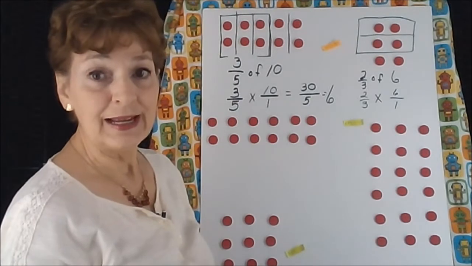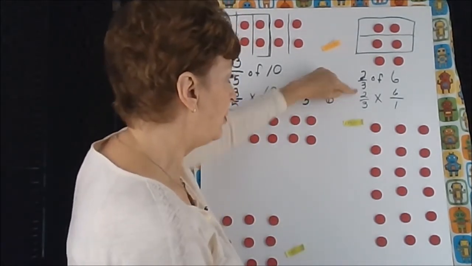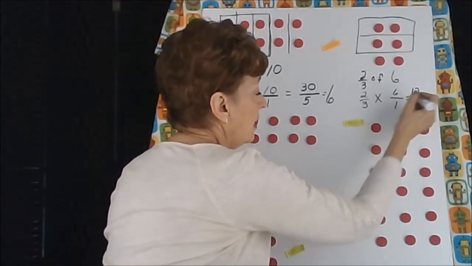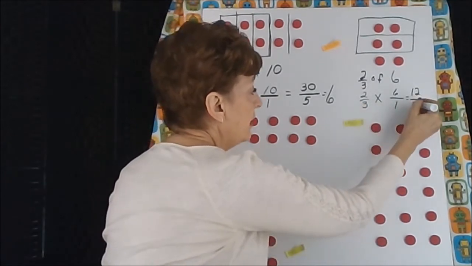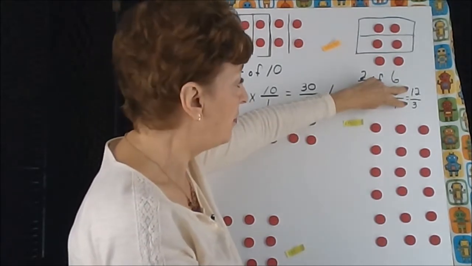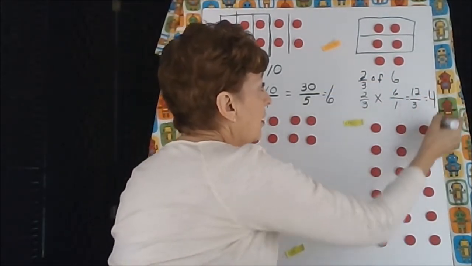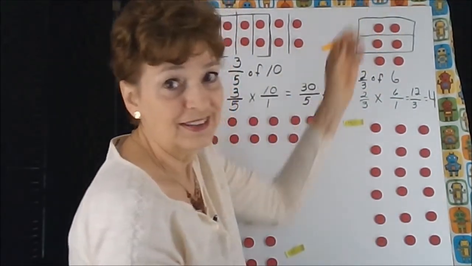Let's see if we can get that mathematically. We're going to multiply our numerators. 2 times 6 is 12. Multiply denominators. 3 times 1 is 3. This is an improper fraction. 12 divided by 3 is equal to 4. 2, 4.